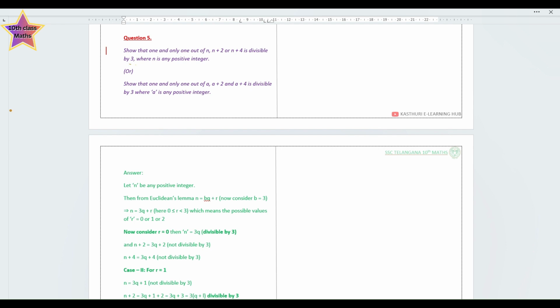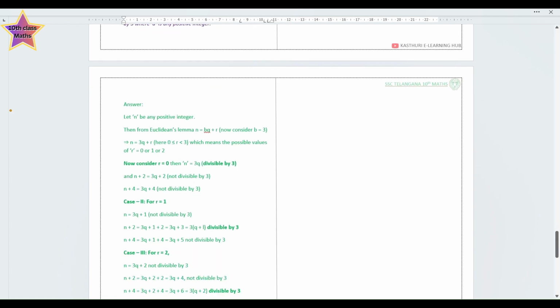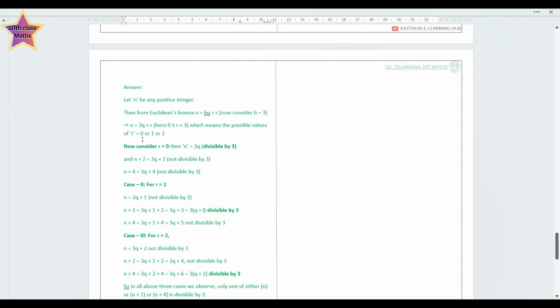Look at the question. So we should write in terms of 3. So our b equals 3. We should take our b as 3. n equals bq plus r, or otherwise a equals 3q plus r. How can this r be? The value of r can be either 0, 1 or 2. So r can be either 0, 1 or 2.